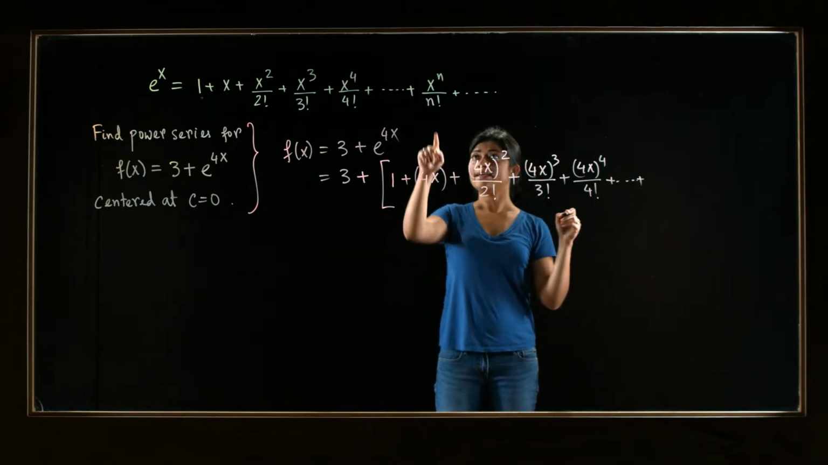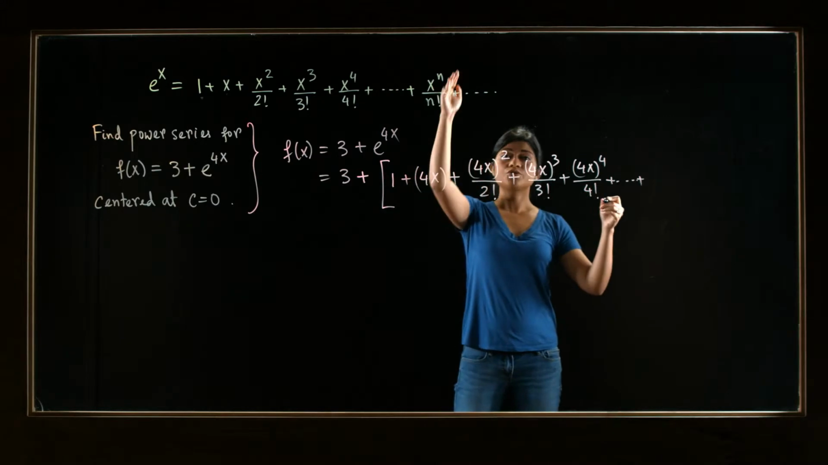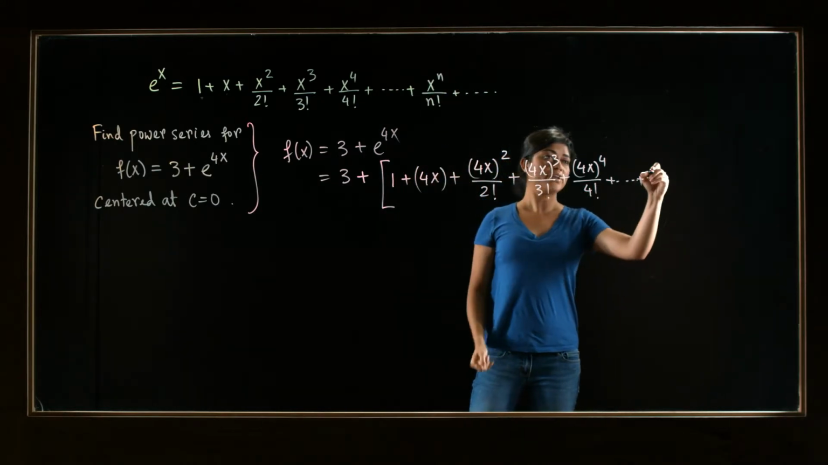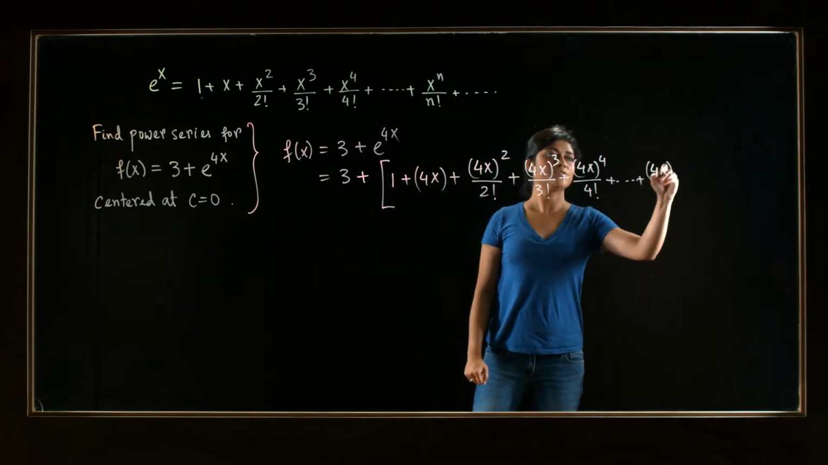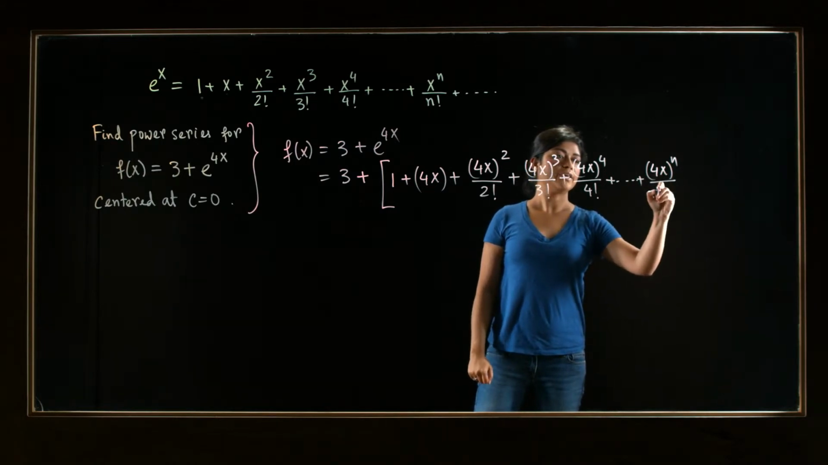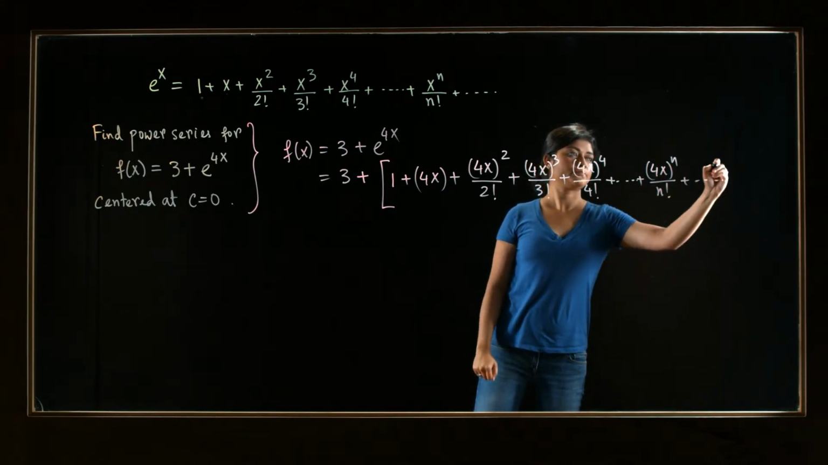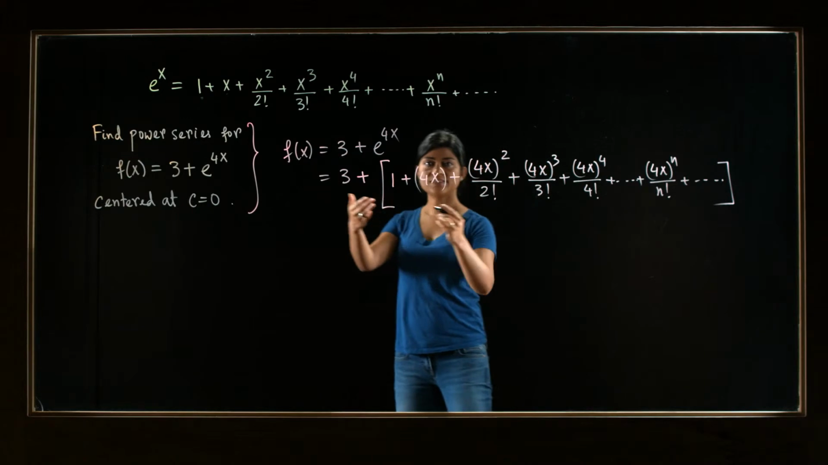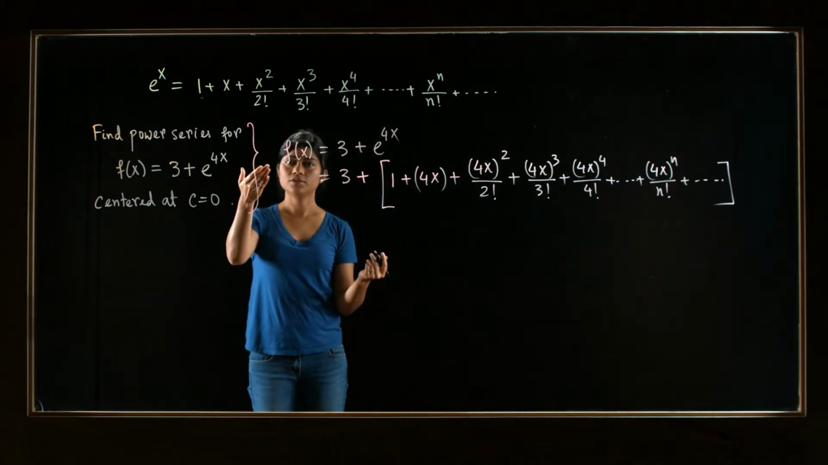And go on, and the nth term, instead of x to the n, you write (4x) to the power n over n factorial. And so this is the power series for this new function.